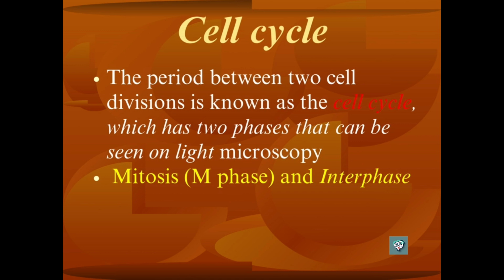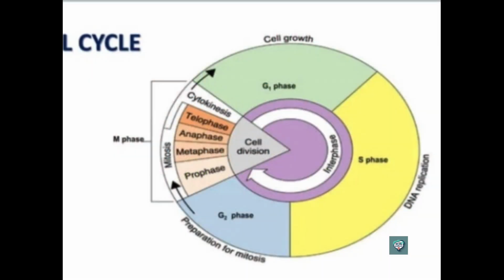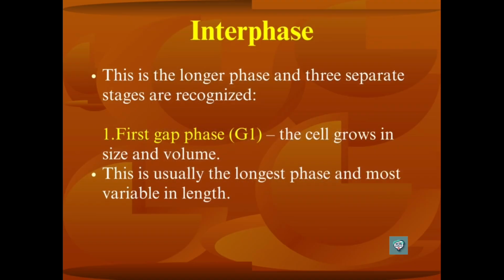Cell cycle. The period between two cell divisions is known as the cell cycle, which has two phases that can be seen on light microscopy: mitosis, M phase, and interphase. Interphase. This is the longer phase, and three separate stages are recognized.